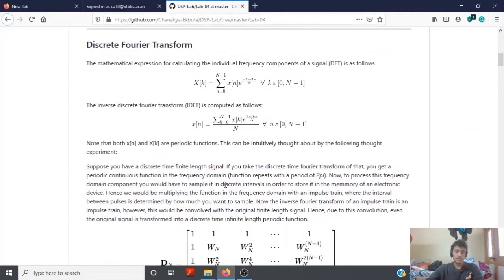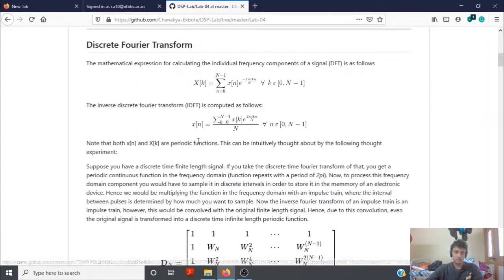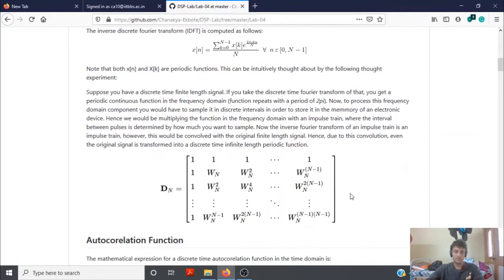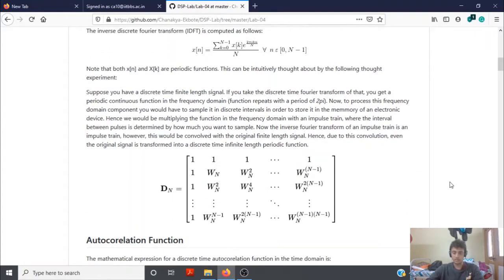And if you want to get the DFT, that is X[k] as a vector, you multiply this particular matrix with the entire length of the signal, that is x[0], x[1], x[2], and so on up to x[N-1]. Once this multiplication is done, that will give you X[0], X[1], X[2], up to X[N-1].